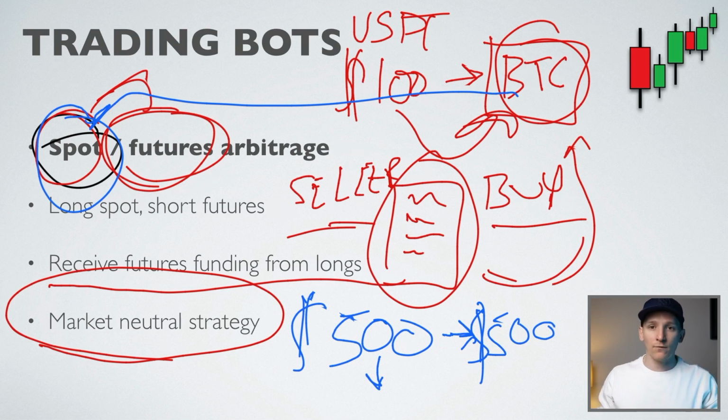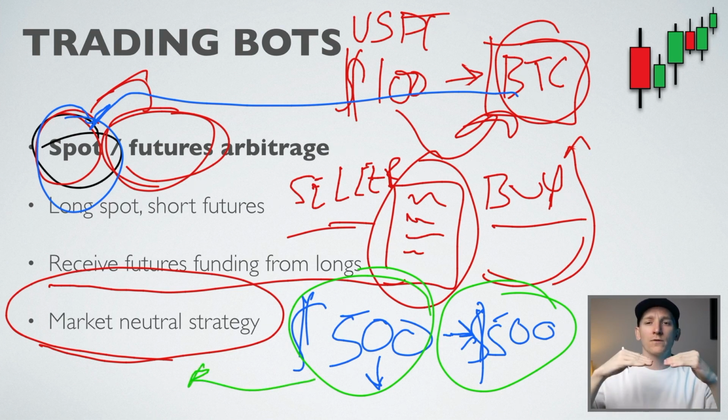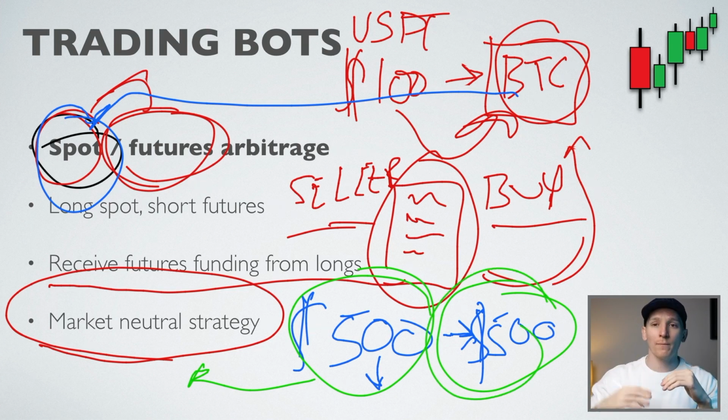So now what we have is a long position of $500 worth of Bitcoin in the spot market that we have in our account, and a short position of $500 in the futures market. This is known as market neutral because we have both a long and a short of Bitcoin to the same value, so we're not going to make any money from the price going up or down because they will cancel each other out. If Bitcoin goes down 10%, our futures short makes money, but our spot loses, and vice versa.